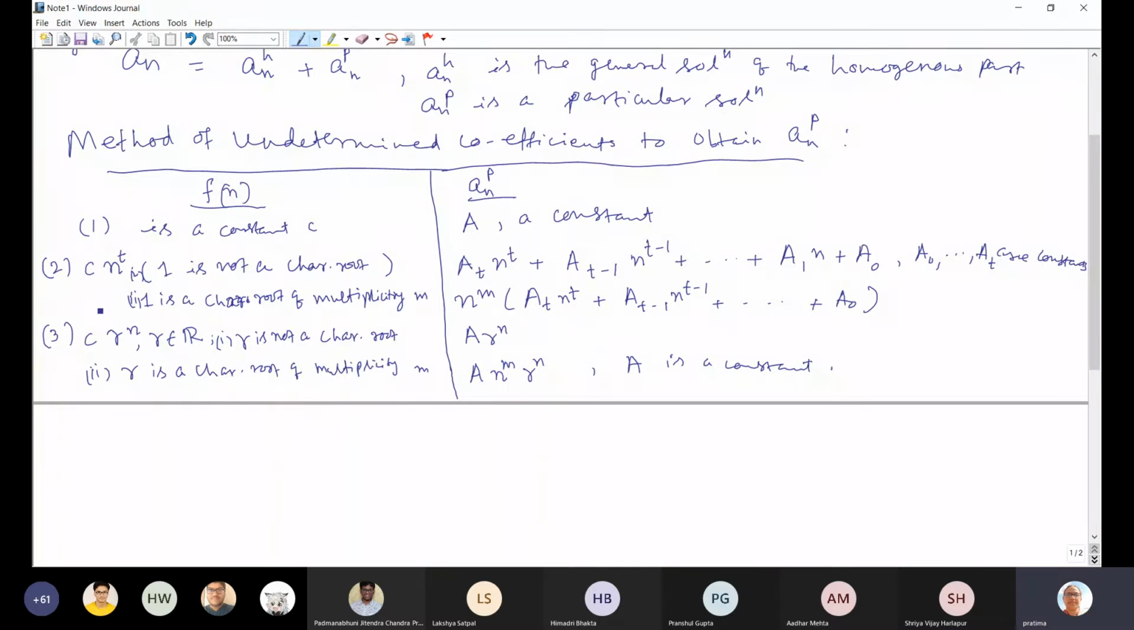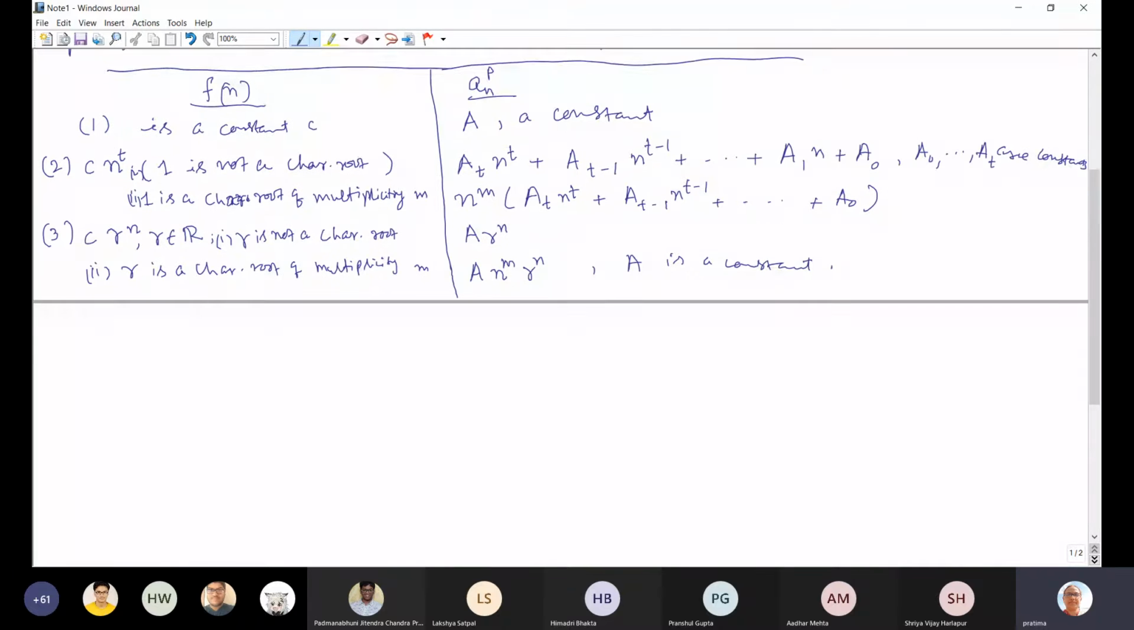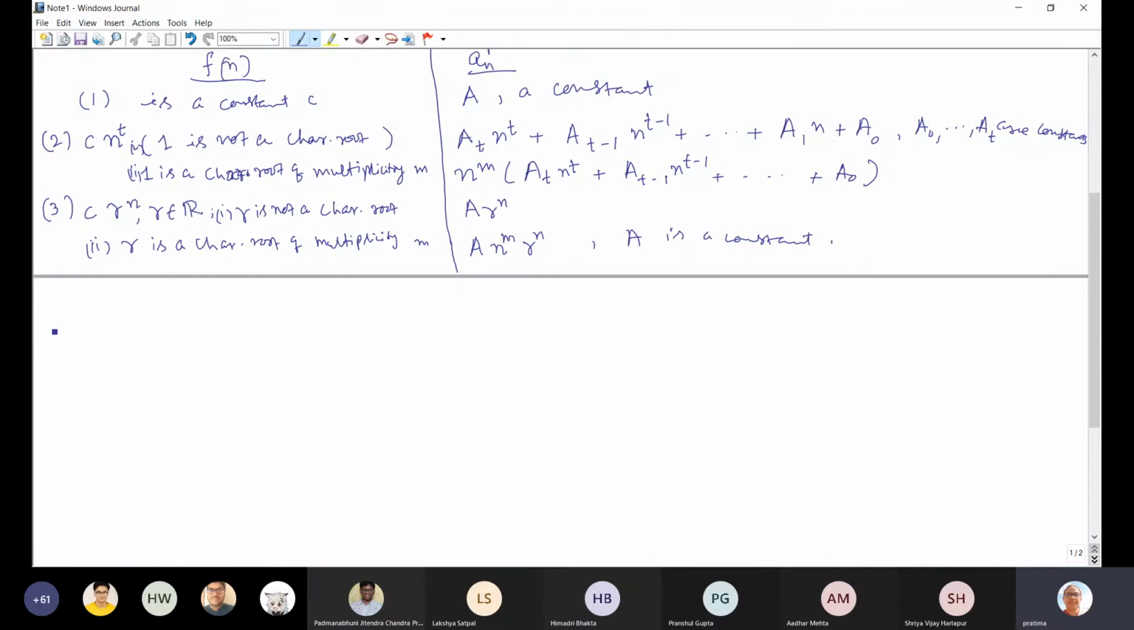I'll give one example and then explain this method. Keep this table in mind. We'll therefore look at this example. Suppose we solve this recurrence relation. It is given like this.